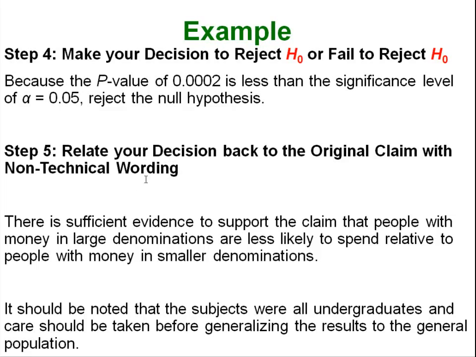Step 5, we put it in normal wording. We have sufficient evidence to support the claim that people with money in large denominations are less likely to spend that money relative to people with money in smaller denominations, right? People with change are more likely to spend it than people who have large bills.